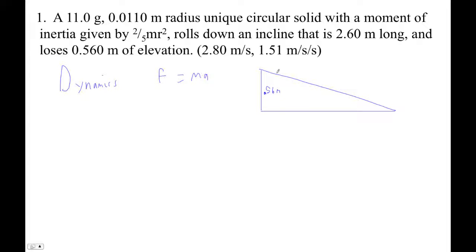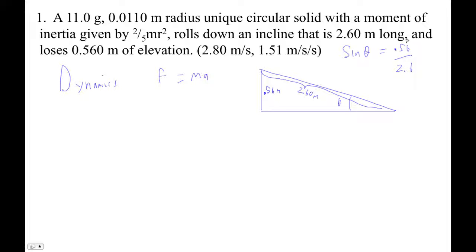That's the height of this triangle, right? And then we know that this side is 2.60 meters. This is going to be very handy, because the sine of this angle is just opposite over hypotenuse. So it'll be 0.56. We'll use that later. The sine of theta is equal to 0.56 over 2.6.